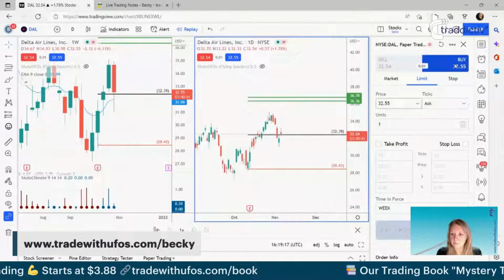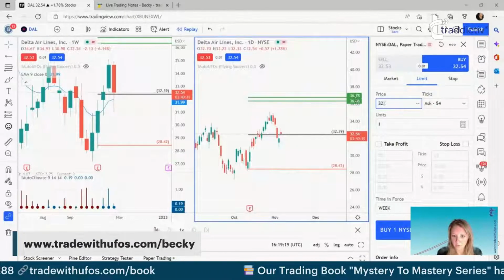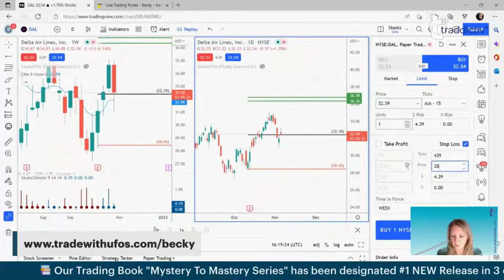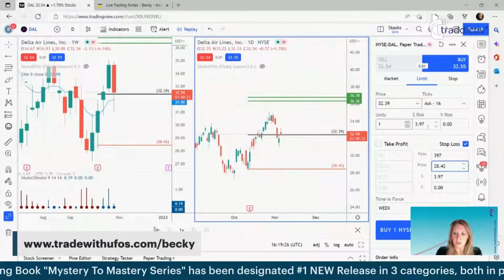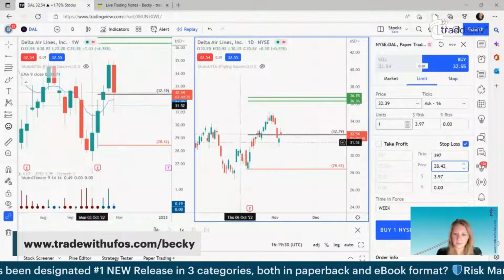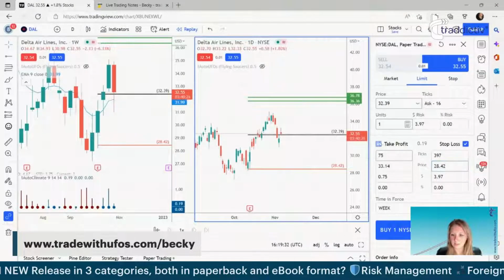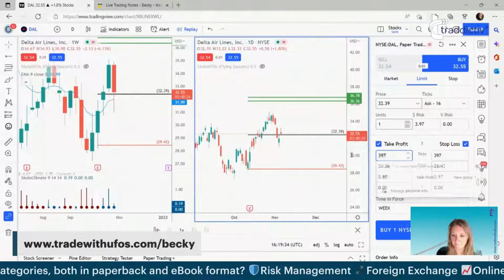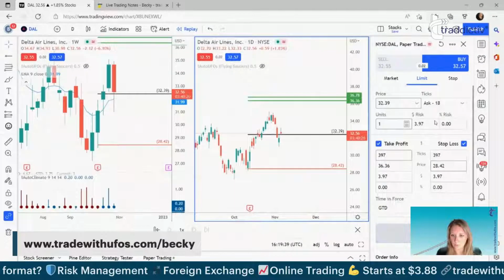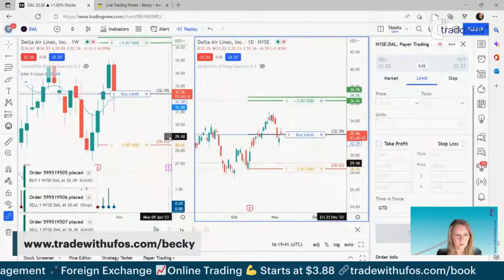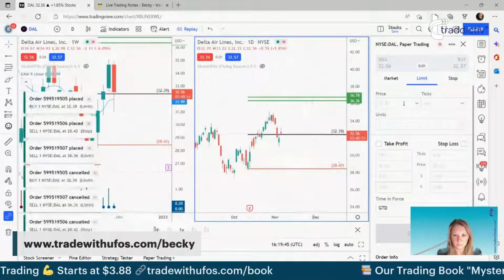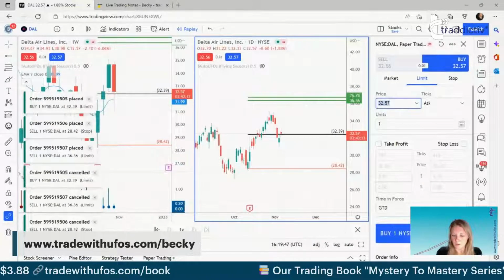I'm just going to place the trade. So buying 32.39. Stop loss is 28.42. So if you were risking one share, then it is $3.97 per share in terms of risk. So that's one half of the trade in. I'm just going to cancel that actually because I did something wrong. Cancel that. I'll explain what I did wrong.